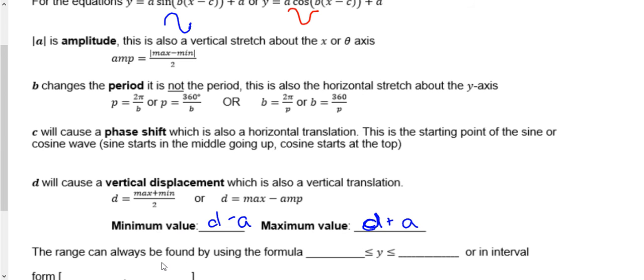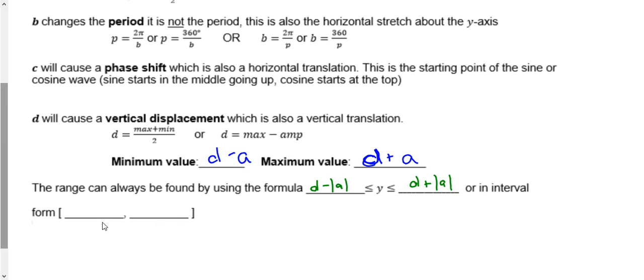The range can always be found by using the formula, and we do have a formula here for range. Range is always going to be your lowest to your highest. Your lowest value is your minimum, highest is going to be your maximum. So lowest is going to be D minus the absolute value of A, and your maximum is going to be D plus the absolute value of A. So again, it's just your minimum and maximum value.